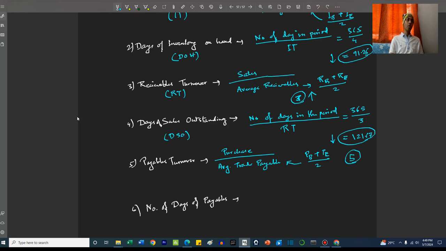A low number can be good for this, but too low may mean there is a cash crunch and the suppliers are not being paid properly. That can also be the case, right? Number of days payables. This is basically the number of days in the period divided by payables turnover.